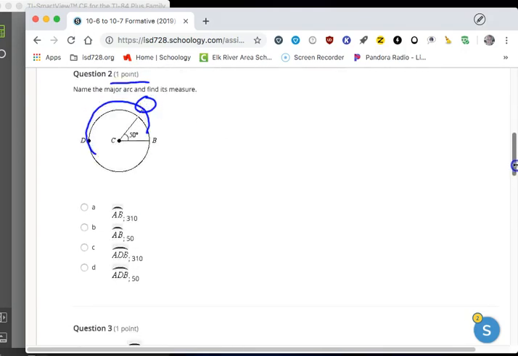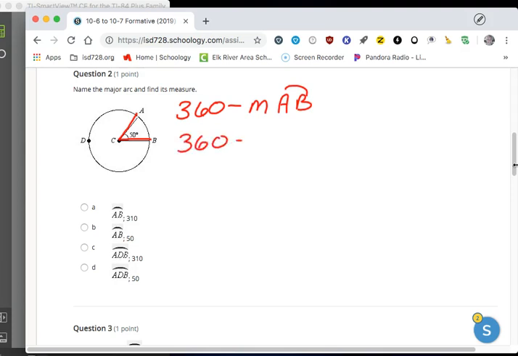Interesting. In question 2, I'm looking for the name of a major arc and to find its measure. So I have minor arc AB, and if I take 360 and subtract that minor arc AB from 360, I get myself 310 degrees. So now I'm looking at that major arc, and my major arc here can be named 2 different ways. I can name major arc ADB, or I could have said it was major arc BDA.